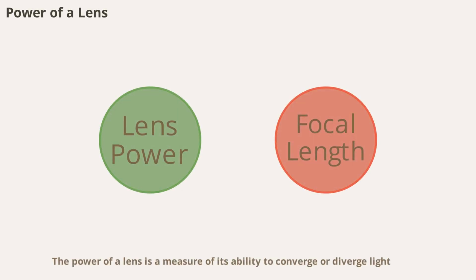The power of a lens is a measure of its ability to converge or diverge light. It's defined as the reciprocal of the focal length, measured in diopters. High-power lenses bend light more sharply, which is important in applications like reading glasses and microscopes. Understanding lens power helps in selecting the right lens for specific needs.